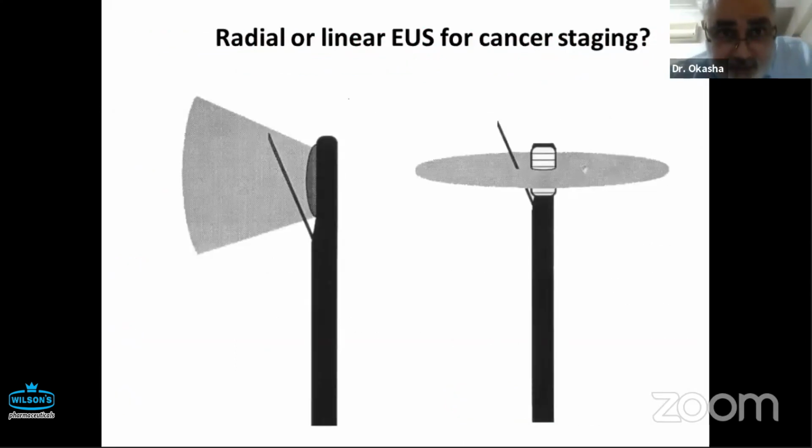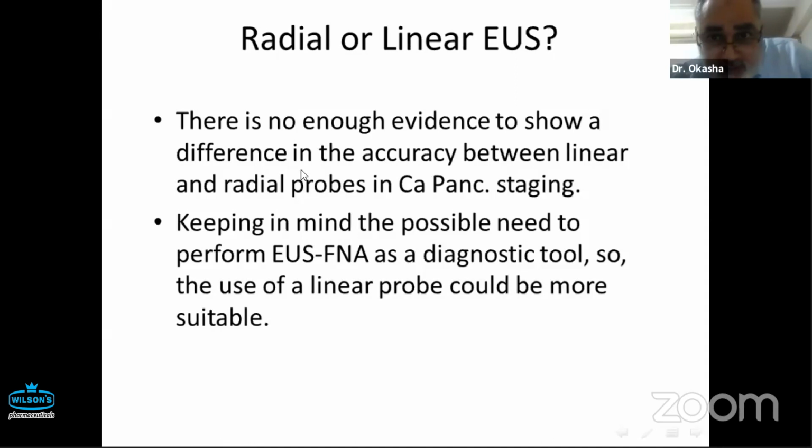Now, after staging the mass and determining its resectability, I hope that it is more clear now. There are two remaining important points which we should discuss before the end of the lecture. The first point: which is better in staging of cancer pancreas, the radial echo endoscope or the linear echo endoscope? There is not enough evidence to show a difference in accuracy between linear and radial probes in cancer pancreas staging. But keeping in mind the possible need to perform EUS-FNA as a diagnostic tool, the use of a linear probe would be more suitable.